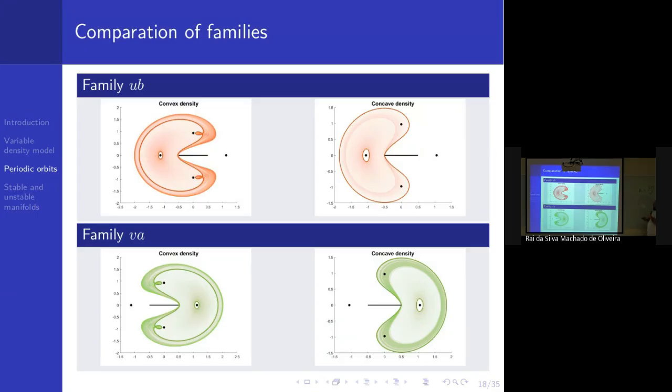The same happens with the Lyapunov families. Lyapunov families arise in the collinear equilibrium points and get far from them. So in the convex density, they also tend to spiral around triangular equilibrium points. The same with the other, the symmetric Lyapunov family. But in the concave density, this behavior is lost. So we don't have this spiral behavior around triangular equilibrium points.